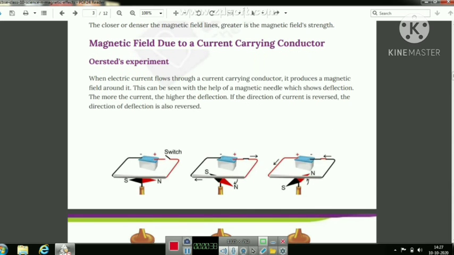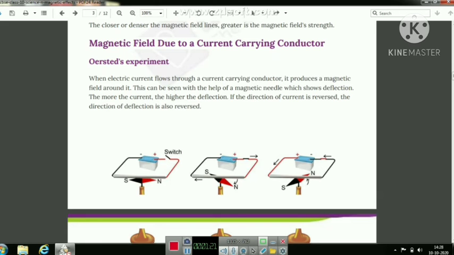When electric current flows through a current carrying conductor, it produces a magnetic field around it, and this can be seen with the help of a magnetic needle. Now, according to this Oersted experiment, when electric current starts flowing through the conducting material, then this magnetic needle shows the direction. If the direction of current is reversed, the direction of deflection is also reversed.